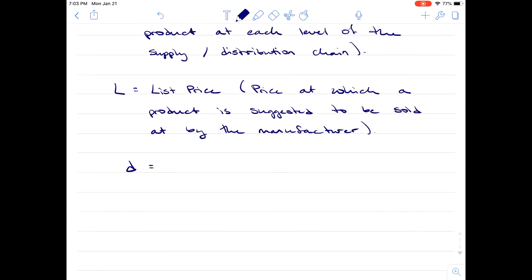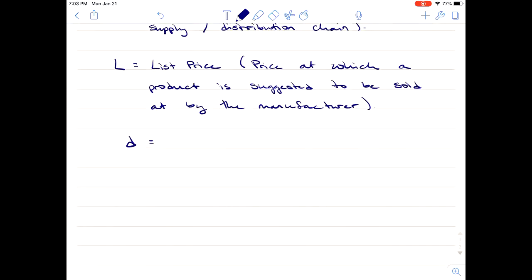The lowercase d is a discount. It's a trade discount. Right? So in the scenario where the manufacturer says, oh, I'll give you 30% off the list price, right? That would be your D, your trade discount. So D is your trade discount rate.